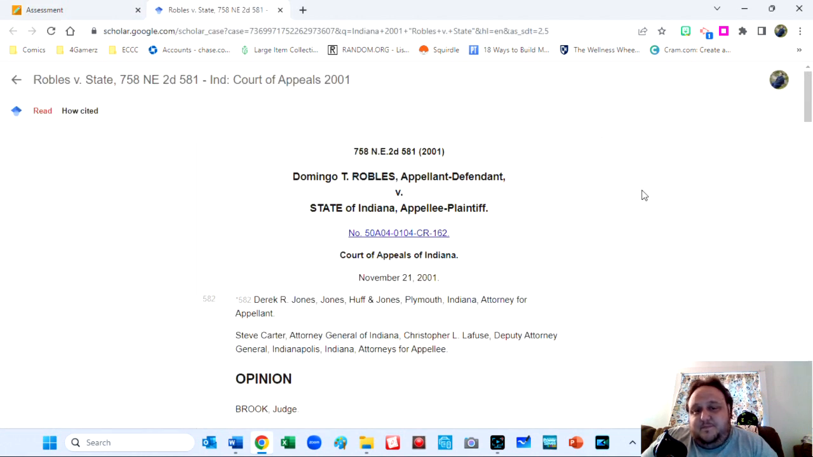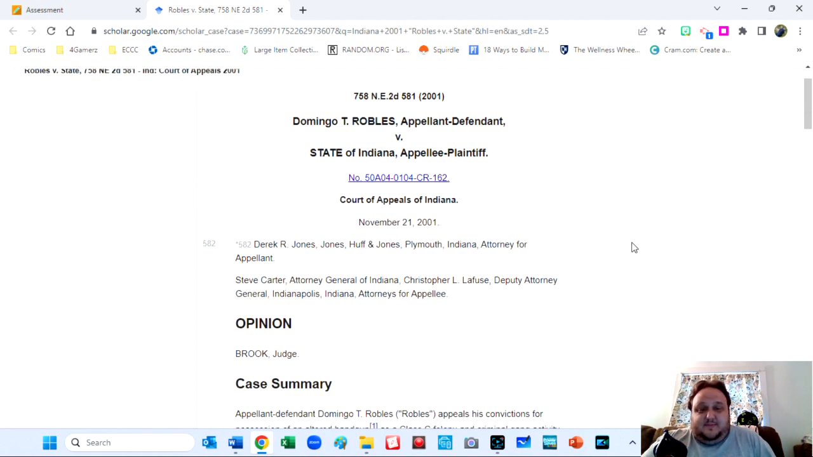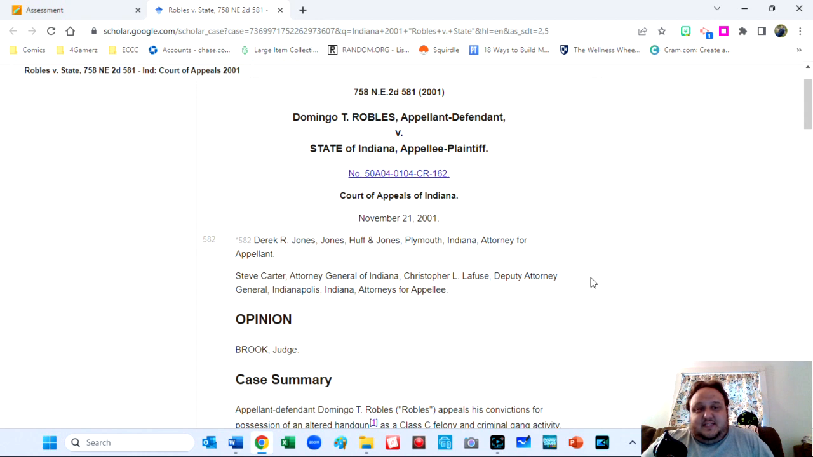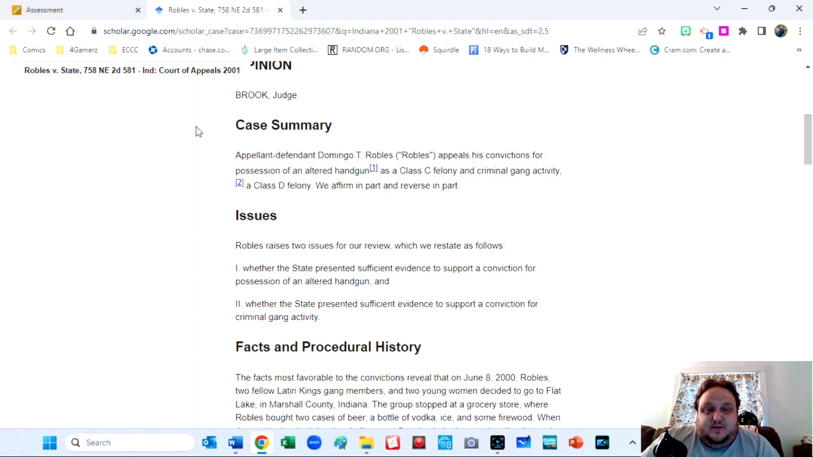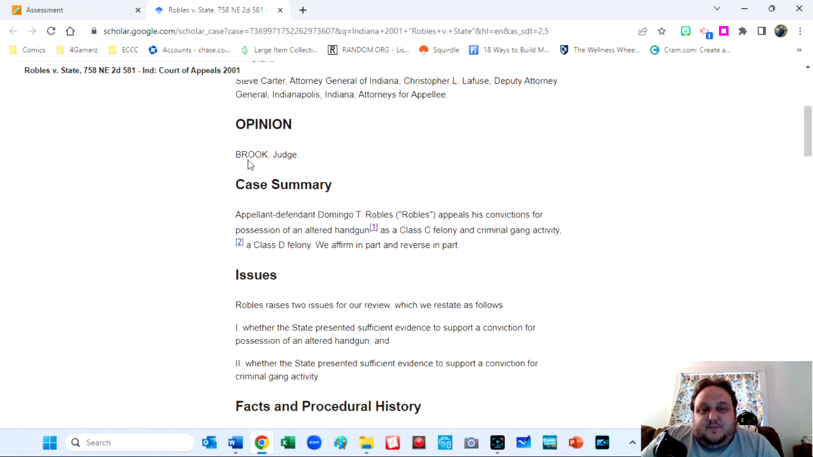So let's take a look at case 1. Our first one is Domingo Robles versus the State of Indiana. What we have here is an overall case study summary from the Court of Appeals of Indiana. They were looking at the case, and this is their official document in response. You can look at this stuff online. It's important to note that this is the opinion of Judge Brooke. So, hint, there might be some kind of dissenting opinion amongst people.